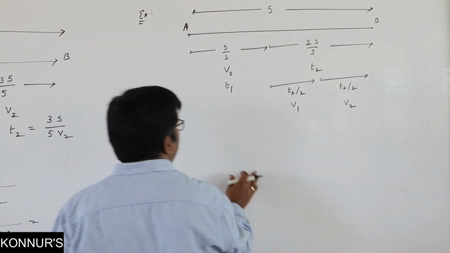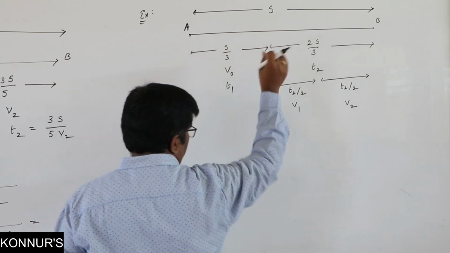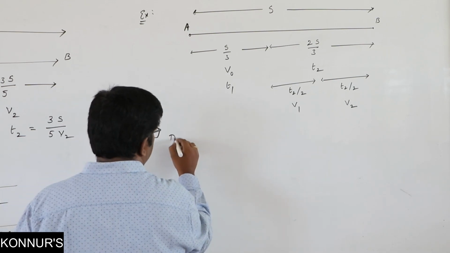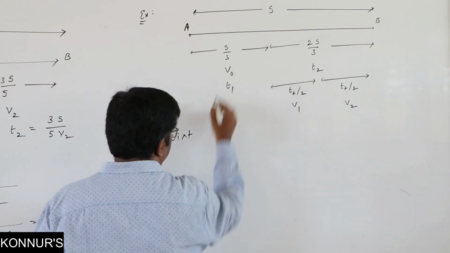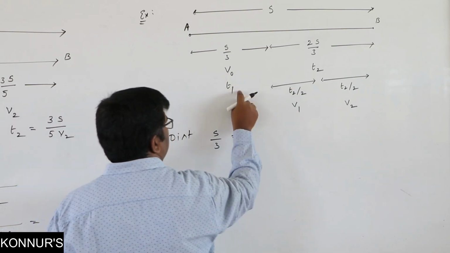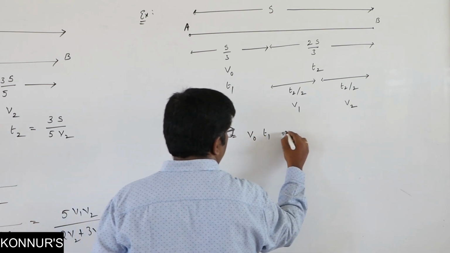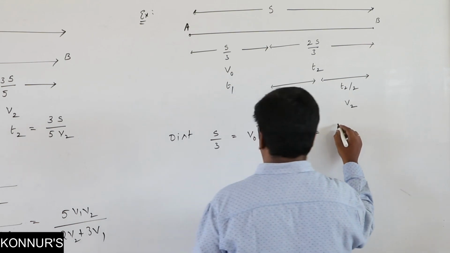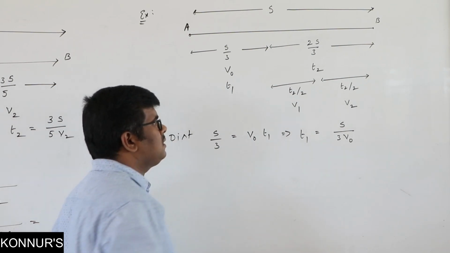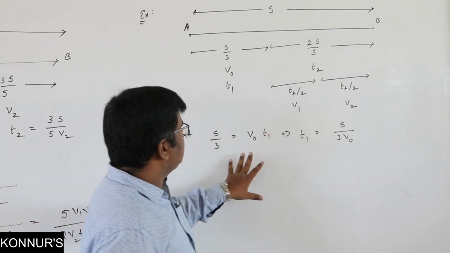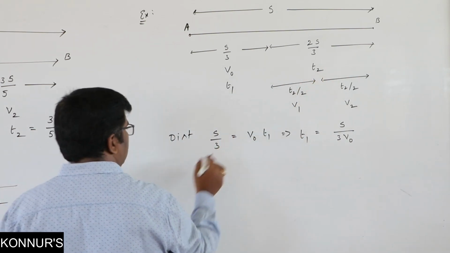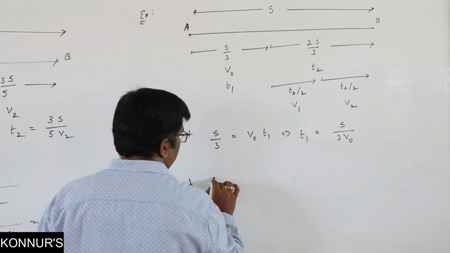Total time, in the sense, here we can understand the first part of the journey and the second part. In the second part, the time is divided into equal parts. Then we can say, for the first part, S by 3 equals velocity into time, where the velocity is v0 and the time is t1. Then we can write t1 equals S by 3v0. And in the second half of the journey, the time is divided into two equal parts, so distance equals average velocity into time when the time is divided into two equal parts. Then what is the average velocity in that case? 2S by 3.